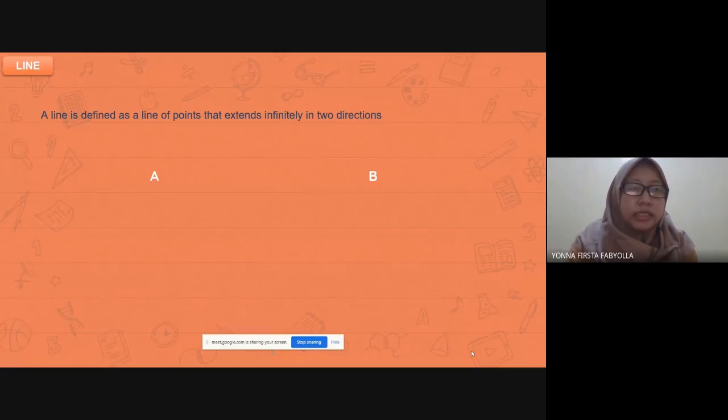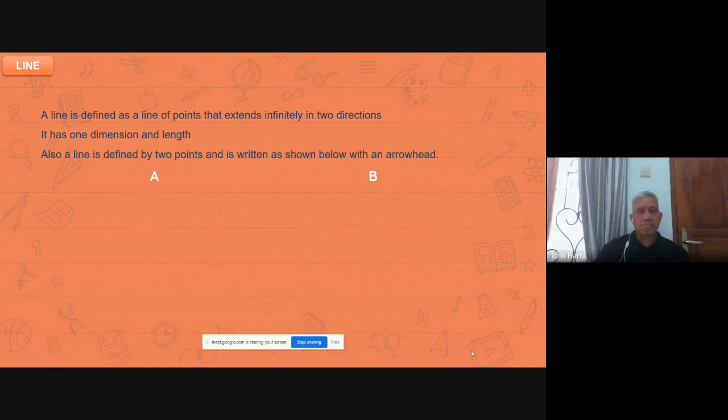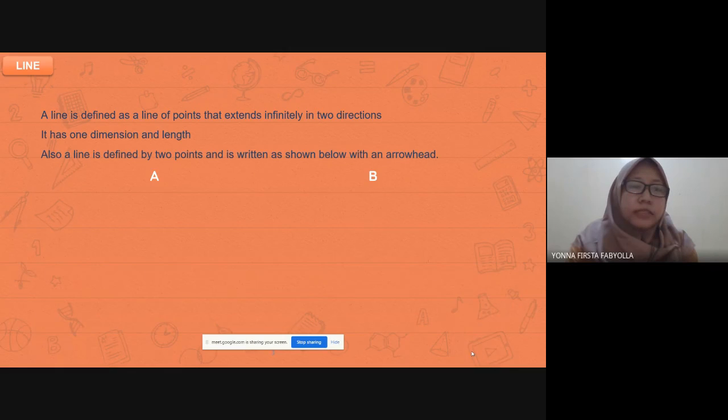The next is line. A line is defined as a line of points that extends infinitely in two directions. It has one dimension and length. Also, a line is defined by 2 points and is written as shown below with an arrowhead. Here is the symbol of line AB.